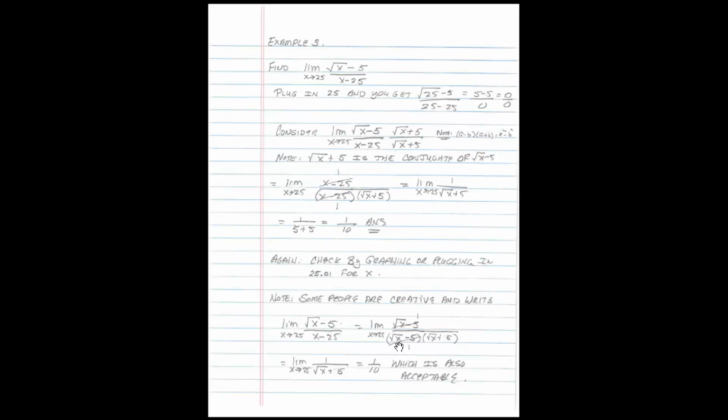Now, before we leave this problem, I want to make one other observation. There is another way of looking at this problem, and that is to look at this denominator as x minus 25 and treat that as the difference of two perfect squares. You say, what do you mean?